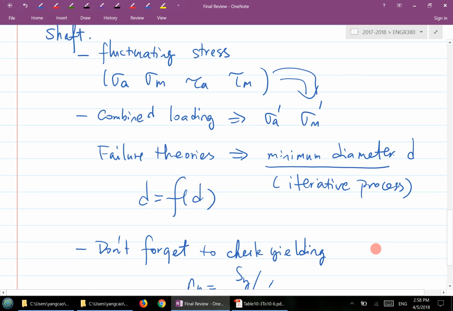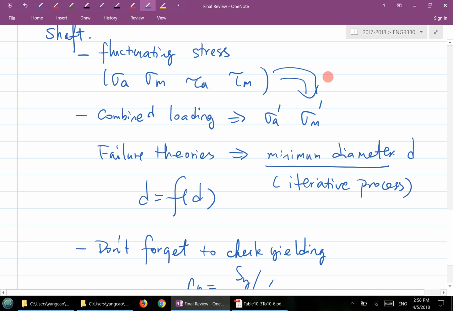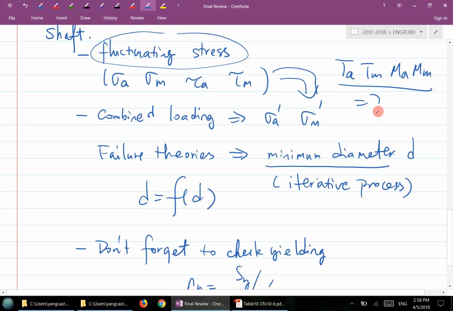If I have to see this amount of experience, I find often a couple of things, fundamentally. The concept of fluctuating stress, some people still don't quite understand, especially TA, TM, MA, MM. What do they mean, symbol-wise, essentially? Because these things give you sigma A, sigma M, tau A, tau M here.